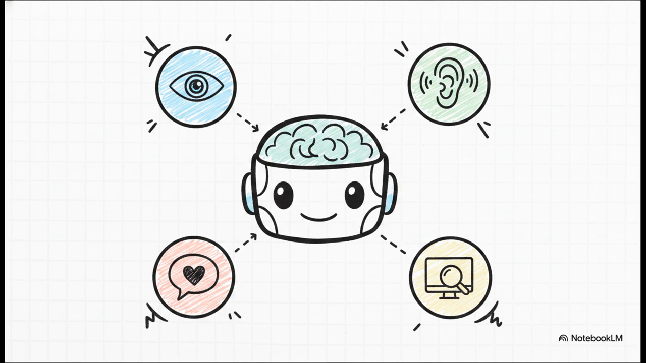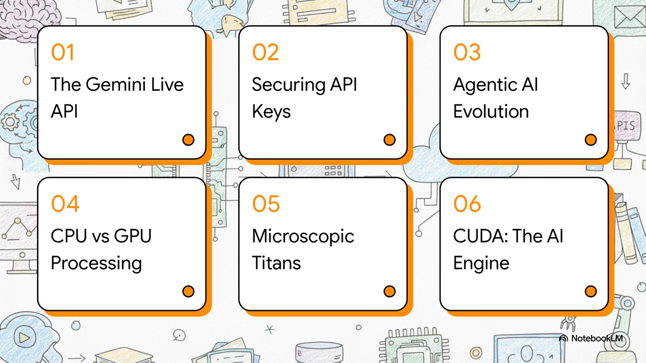Oh, and it can even analyze your live desktop screen directly. So we're not just talking about text anymore. This is a full-blown multimodal powerhouse. Okay, here's our roadmap for today. We'll cover the Gemini Live API, securing your API keys, the Agentic AI evolution, CPU versus GPU processing, the microscopic hardware titans, and finally, CUDA, the AI engine.